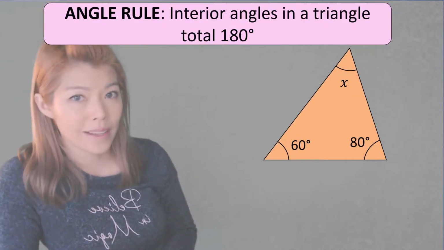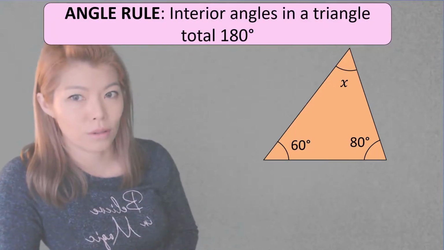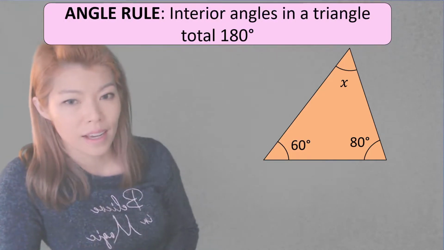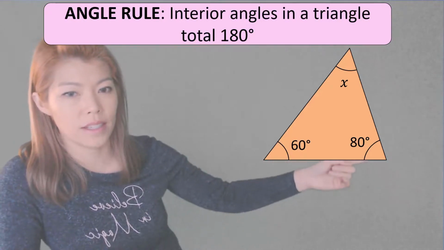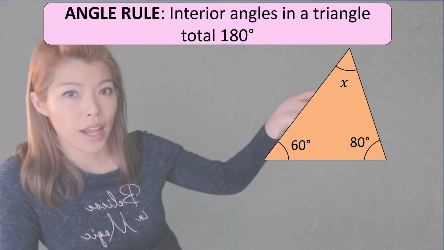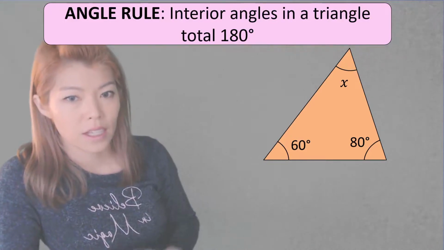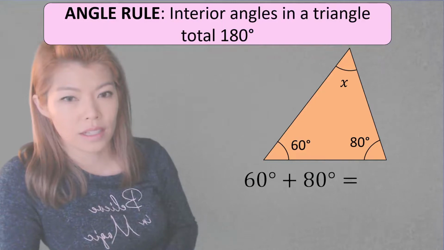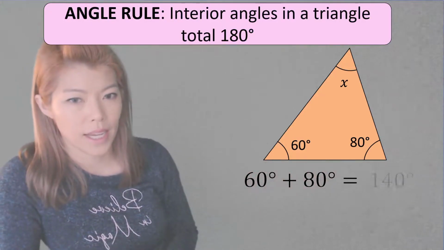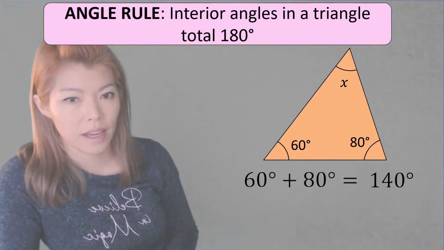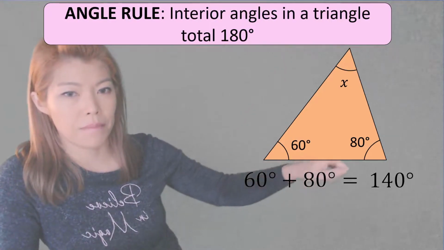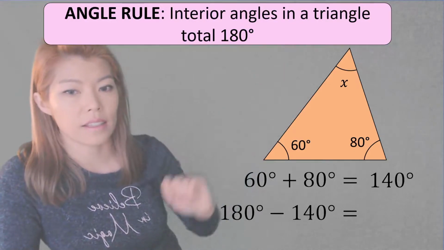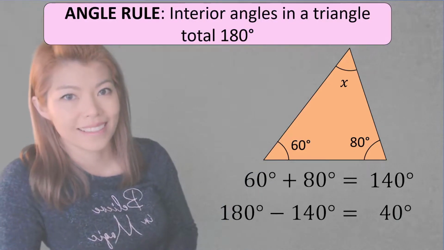So we have summarized that the inside angles of a triangle, or interior angles, add up to 180. How can we use this? So here we have an example, 60 degrees, 80 degrees, and an unknown x. How would we figure it out? So we know all three add up to 180. Therefore, all we have to do is add up these two. 60 plus 80 is 140 degrees. And now we know that 180 minus these two, or 180 minus 140, is x, which is 40 degrees.